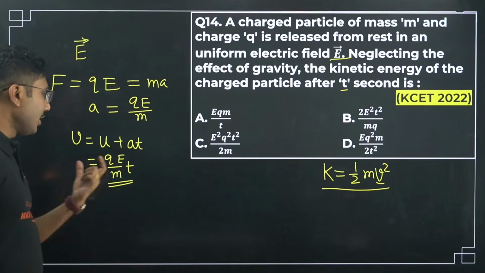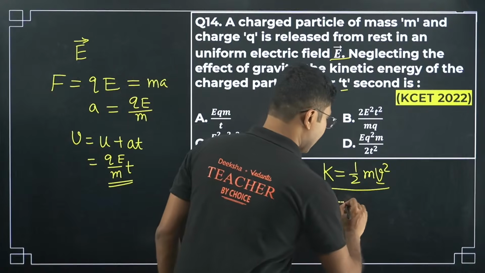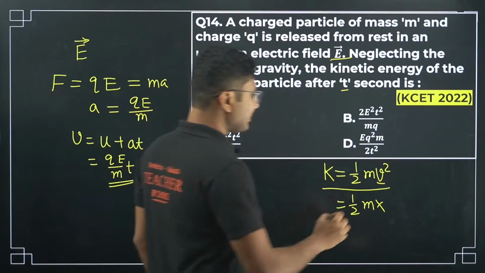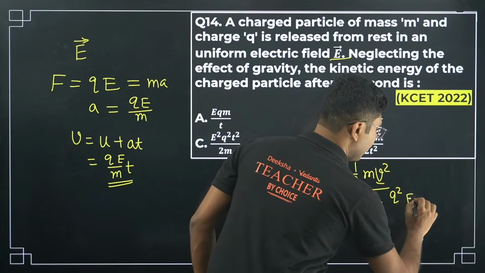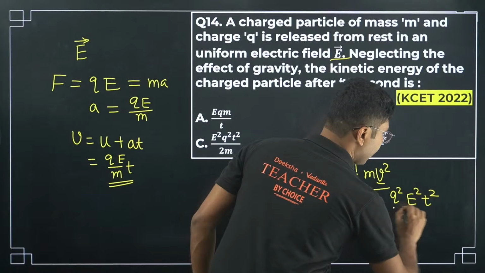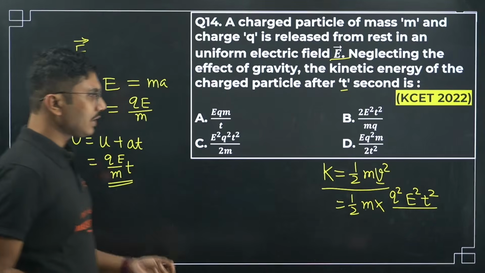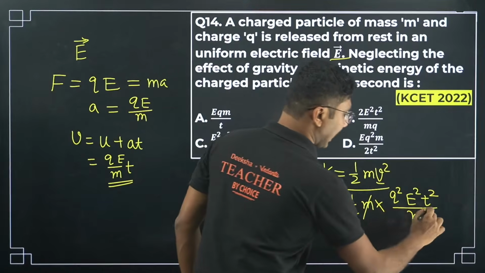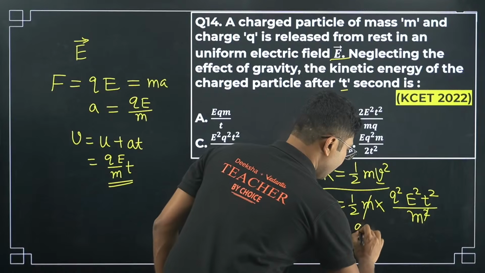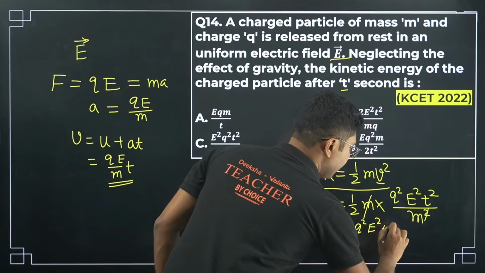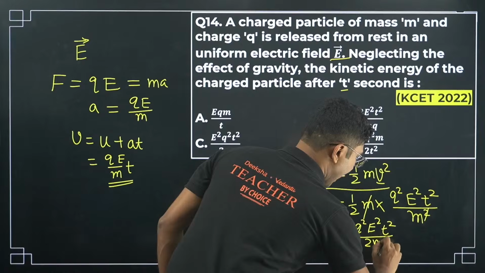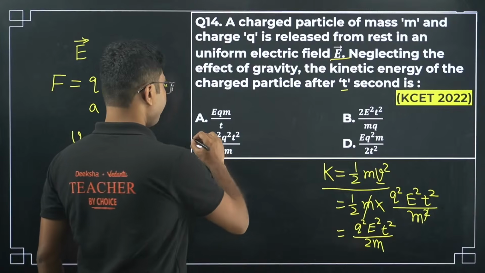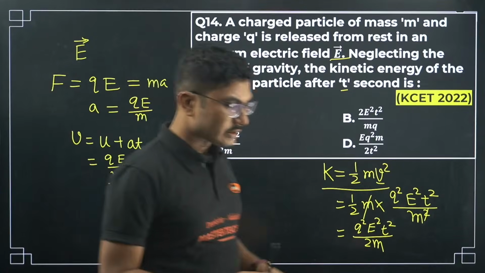Now velocity is calculated. We will put this value in this equation and simplify. Half m into v square. V square means q square, e square, t square, divided by m square. Now one of the m will cancel. So we get q square, e square, t square divided by 2m. So option C is the correct answer.